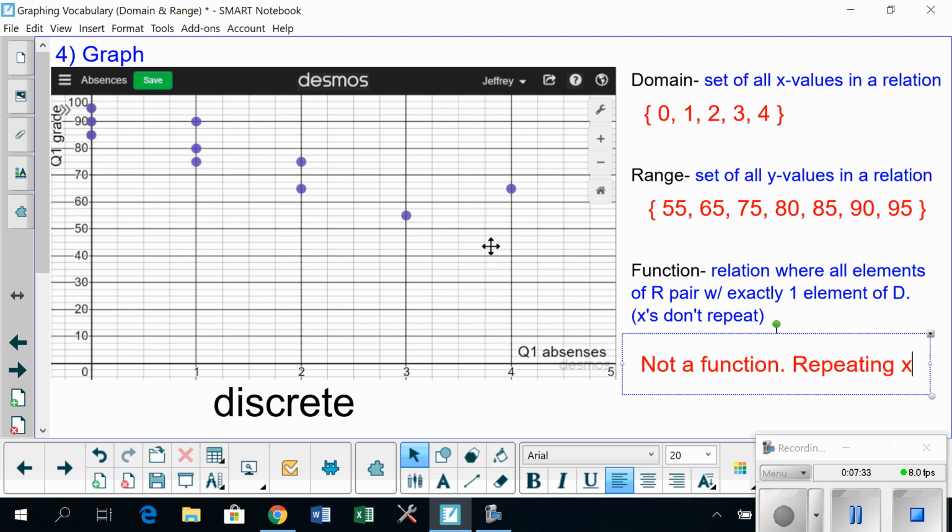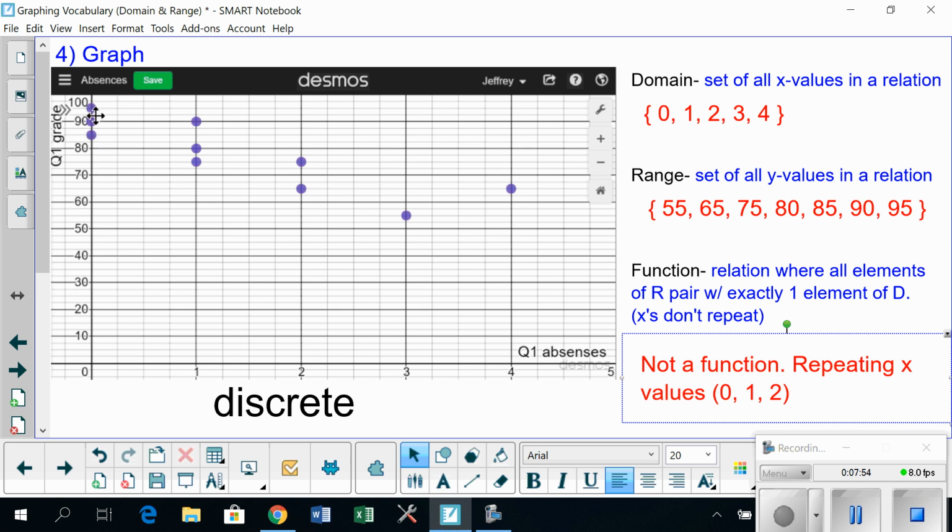You have, for example, 3 students that had 0 absences. Okay, so 0 repeated. You had 3 students that had 1 absence. You had 2 students that had 2 absences. These x values repeat, and so this is not a function.